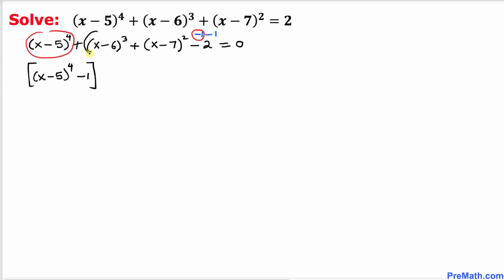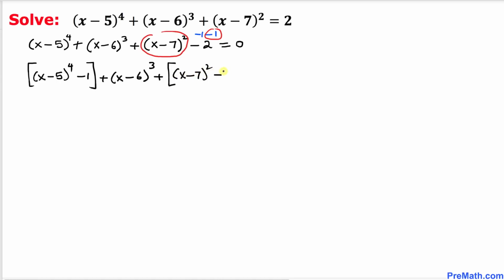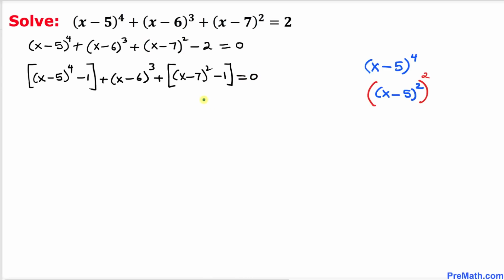I'm going to leave this thing as it is. I'm going to just write it down: (x − 6)^3 plus. And now I am going to write this (x − 7)^2 and this other −1 together. So this could be written as, in brackets, (x − 7)^2 − 1 = 0. Now let's go ahead and manipulate this equation a little bit.